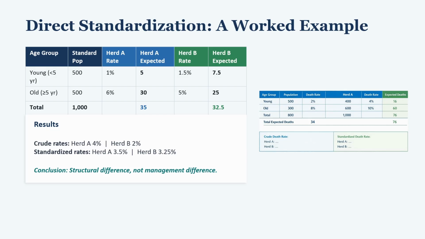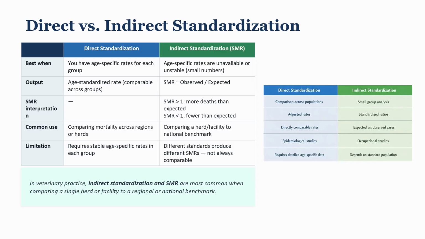The practical lesson: whenever you compare rates between populations with different structures, whether different herds, different regions, different time periods, or different study populations, ask whether the comparison has been standardized. An unstandardized comparison of structurally different populations is potentially meaningless. The method to use depends on the data you have and the question you're asking.